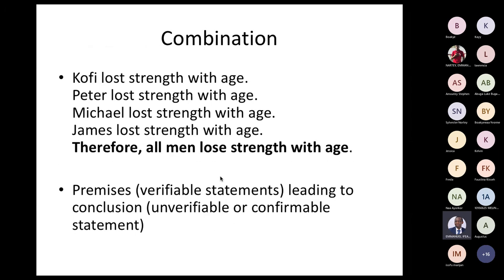Now let's combine the two kinds of statements. When you look at an inductive argument, the conclusion is usually a confirmable statement, and the premises are all verifiable statements. So here you can see four verifiable statements as premises, and then the conclusion is a confirmable statement. That's the typical nature of inductive arguments. Kofi lost strength with age, Peter lost strength with age, Michael lost strength with age, James lost strength with age. Therefore, all men lose strength with age.